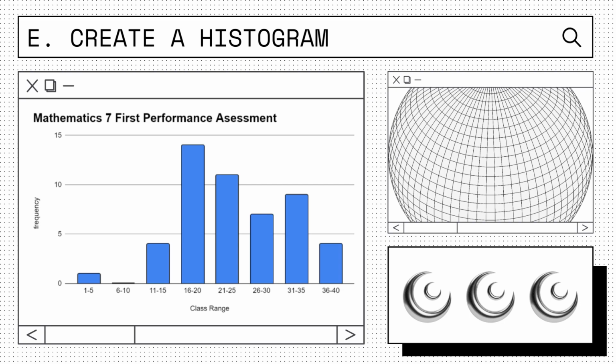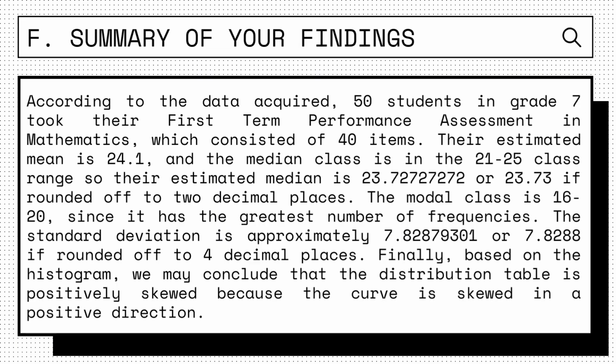Now, we can create our histogram, and we can use a bar graph since it is easier to identify what type of distribution it is, which in our case is positively skewed, since the curve is skewed in a positive direction. And to summarize our findings, according to the data acquired, 50 students in grade 7 took their first term performance assessment in mathematics, which consisted of 40 items. Their estimated mean is 24.1, and the median class is in the 21 to 25 class range. So their estimated median is 23.72727272 or 23.73 if rounded off to 2 decimal places.